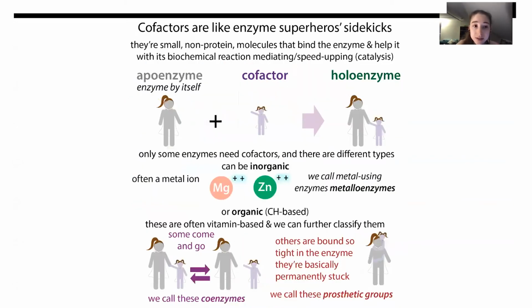So we call those cofactors. If an enzyme has a cofactor, when it's alone we call it an apoenzyme, the enzyme by itself. But when it has a cofactor, now it's a holoenzyme, so it's whole. Sometimes these are metals, sometimes these are organic, which are often vitamin-based, as we'll see in a couple in this case.